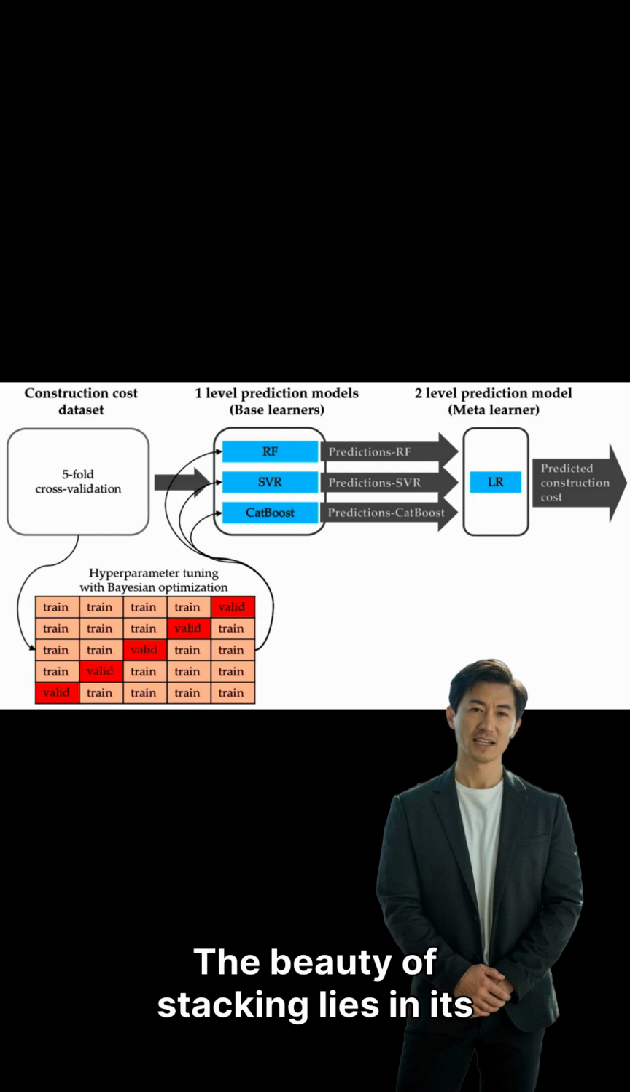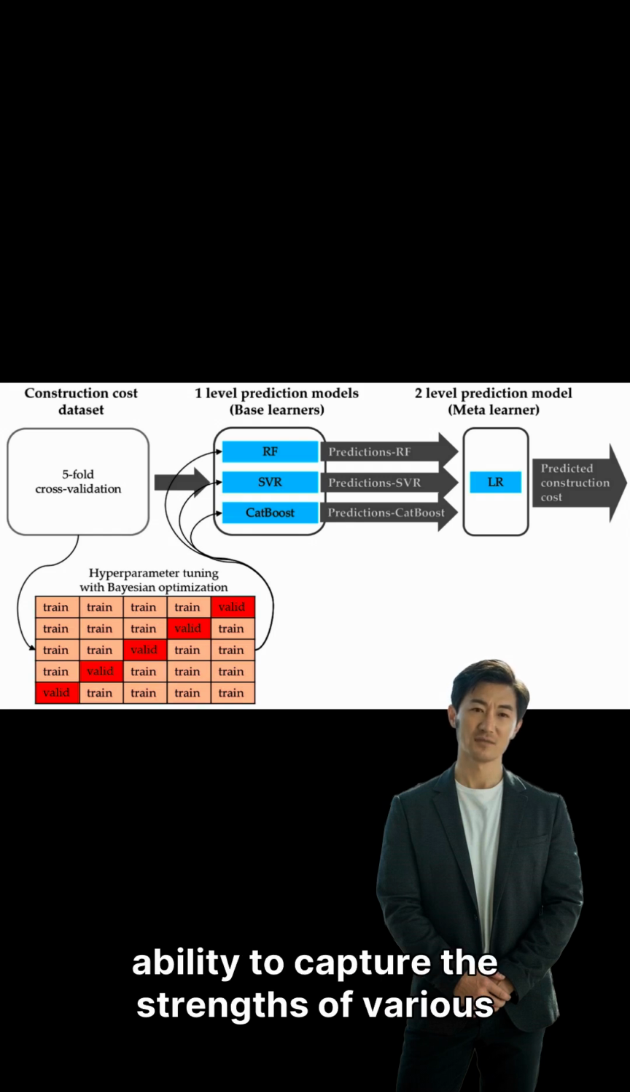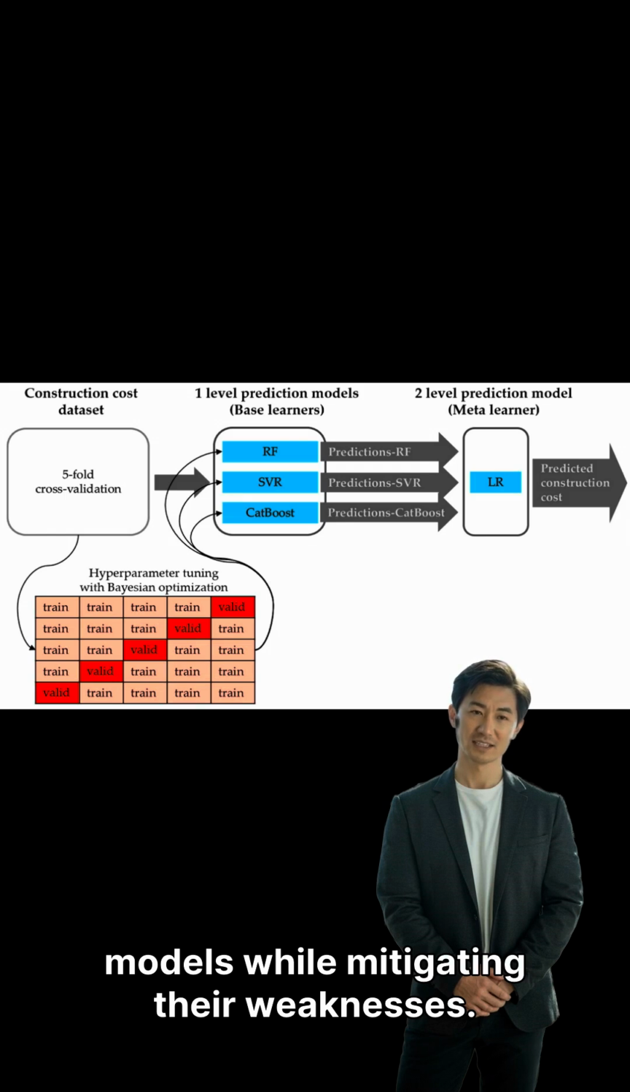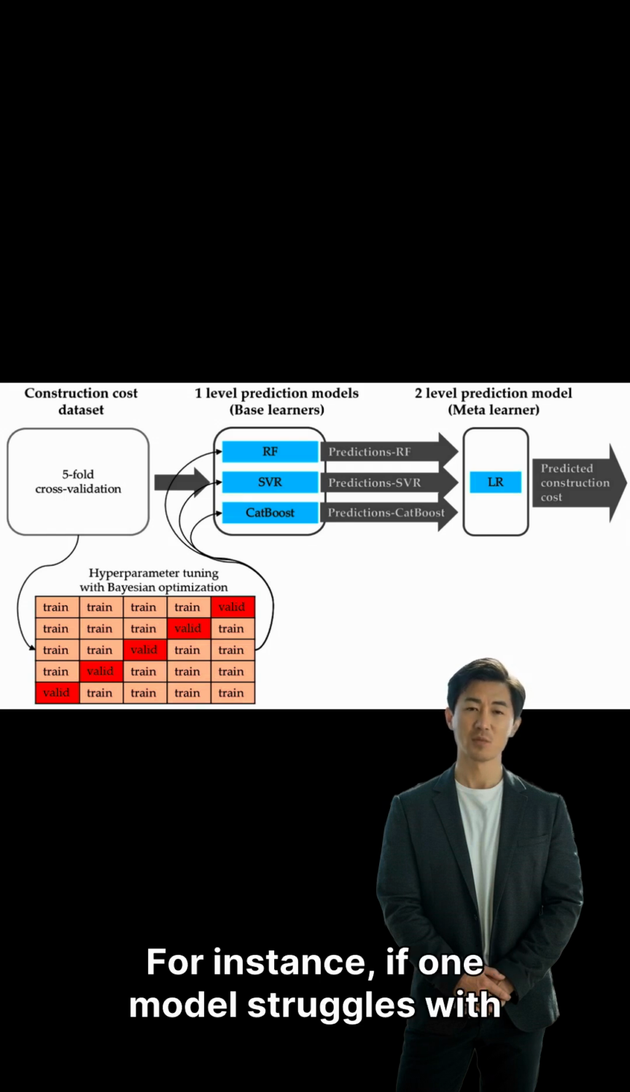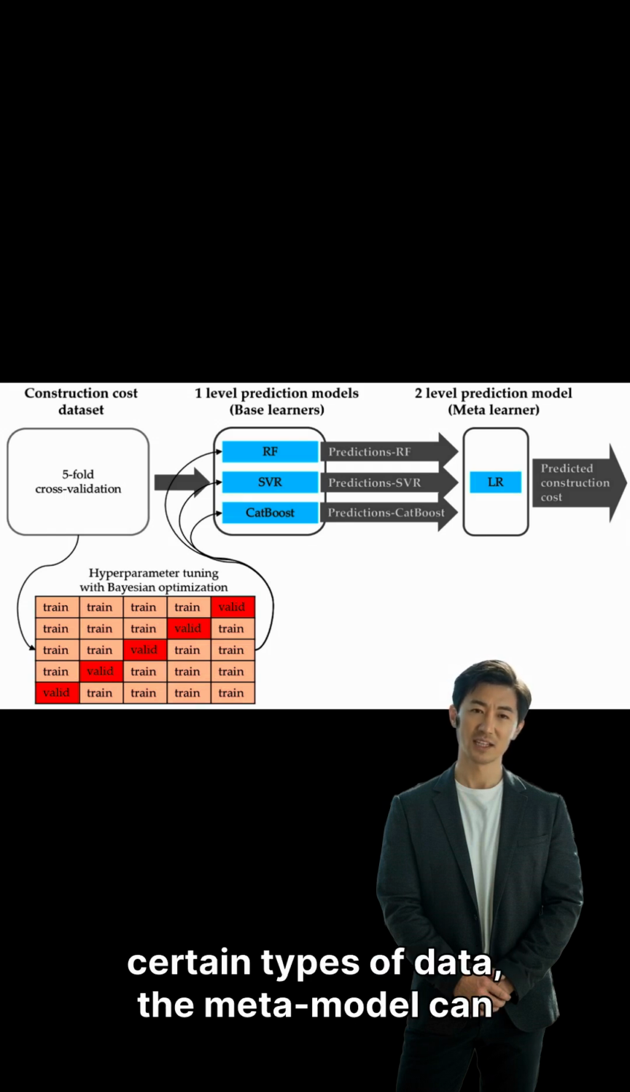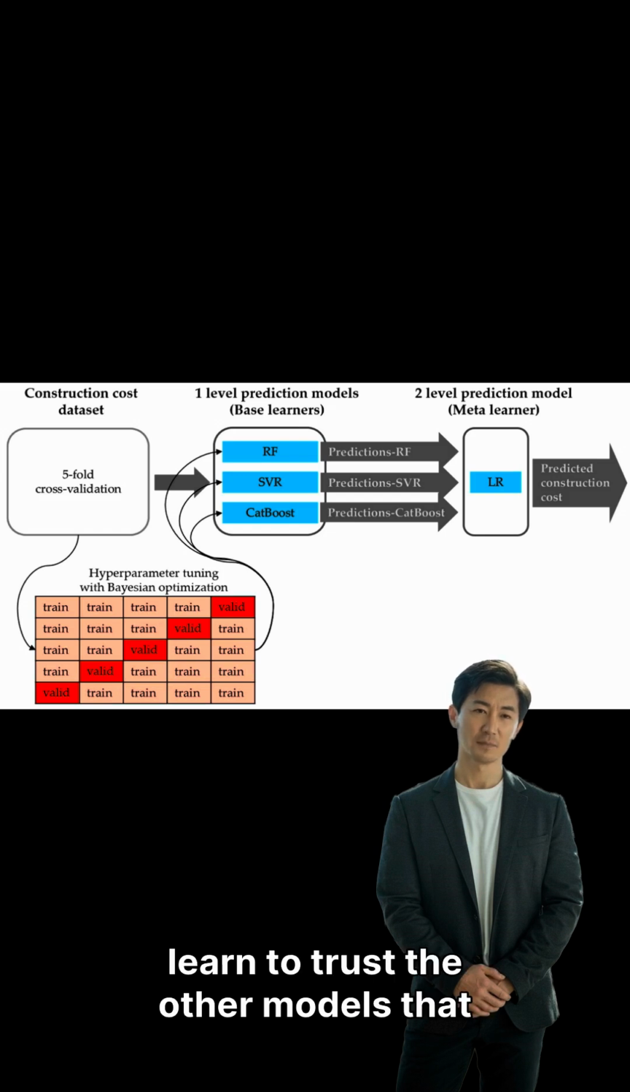The beauty of stacking lies in its ability to capture the strengths of various models while mitigating their weaknesses. For instance, if one model struggles with certain types of data, the metamodel can learn to trust the other models that perform better in those scenarios.